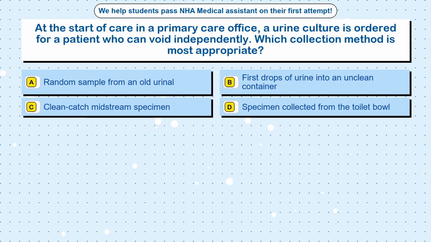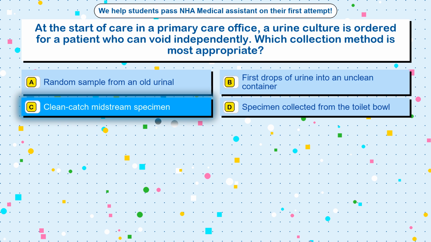Question 30. At the start of care in a primary care office, a urine culture is ordered for a patient who can void independently. Which collection method is most appropriate? Option A. Random sample from an old urinal. Option B. First drops of urine into an unclean container. Option C. Clean catch midstream specimen. Option D. Specimen collected from the toilet bowl. The correct answer is option C.